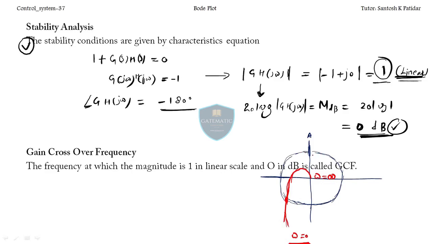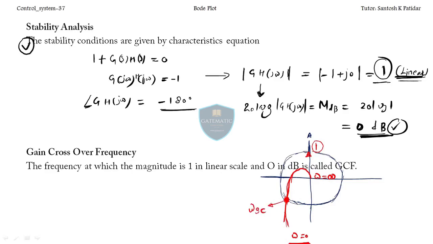This is the unit circle I have drawn over here. This is the circle having radius 1. This is the path of your system roots. First time over here it's becoming 1, isn't it? It's crossing the unit circle. So here the magnitude is 1. So in this case this frequency is nothing but omega GC.